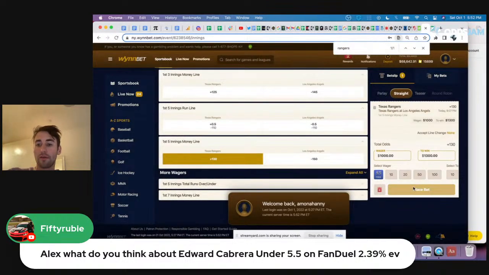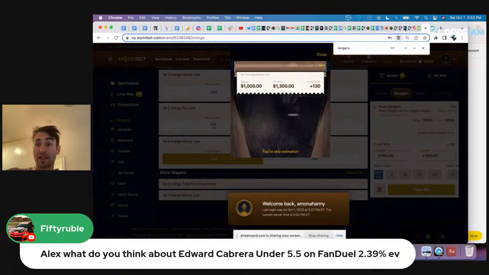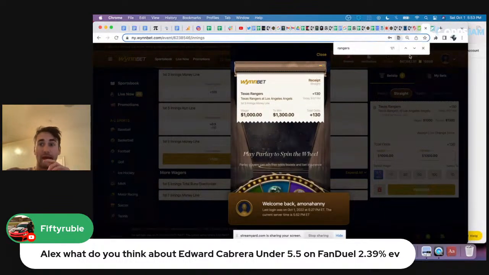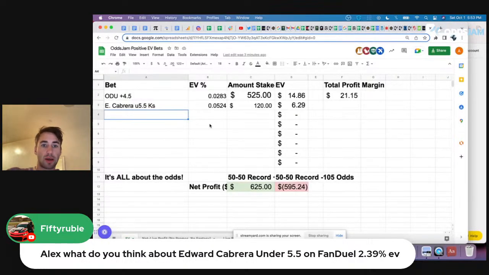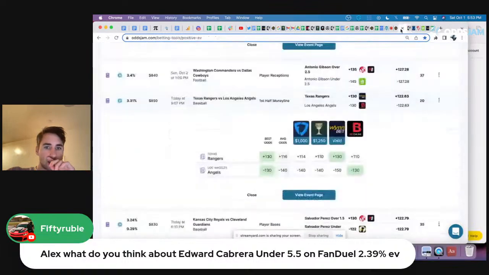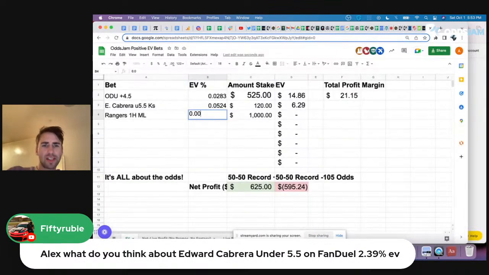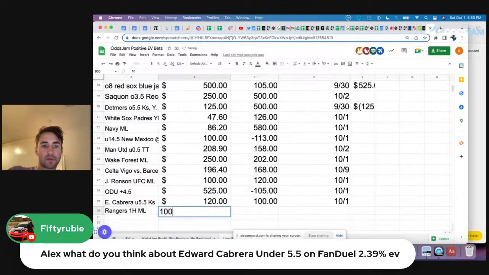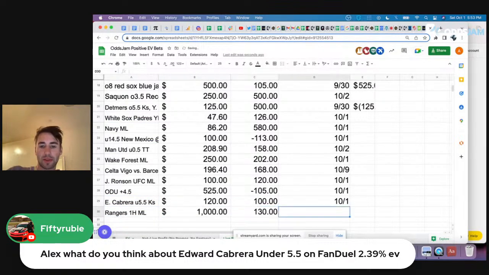So Rangers first half money line. Why do we love this bet? We just slammed it. We hit it for $1,000 at plus 130. What was the profit margin? The profit margin was 3.31%. So this is how you should think about sports betting, at least. We have Rangers first half money line for $1,000 at plus 130 odds.